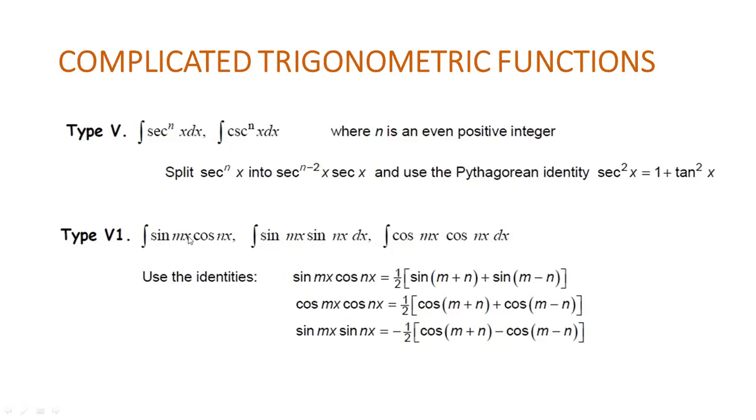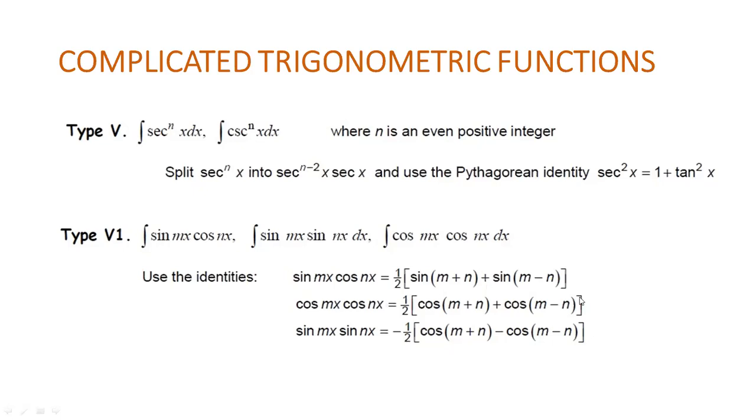If the constants being multiplied to the variables are not the same, then you cannot use the transformation procedure that is done in type 2, but rather you are to use this identity that whenever you have sine mx multiplied to cosine nx, where m and n are any real number, it's equivalent to this: 1/2 of the sine of the sum of m and n plus the sine of m minus n. Remember, class, this m and n are just constants.